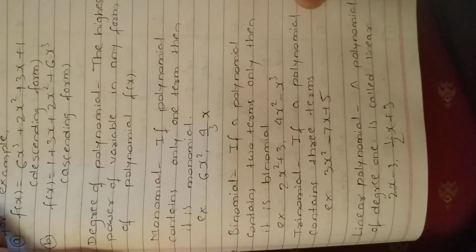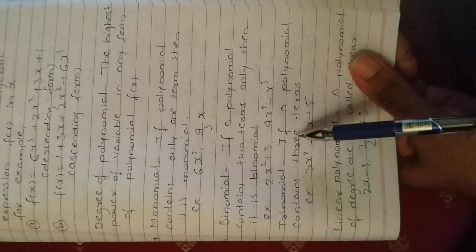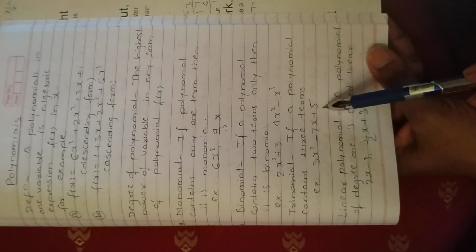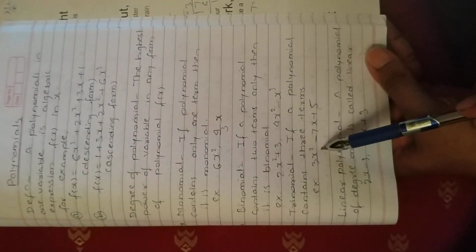Trinomial. What is trinomial? I already told you. Just observe the names. Trio means 3. So if a polynomial contains 3 terms, then it is called a trinomial, right? An example is 3x square minus 7x plus 5. Here it consists of 3 different terms, that's why it is known as the trinomial.